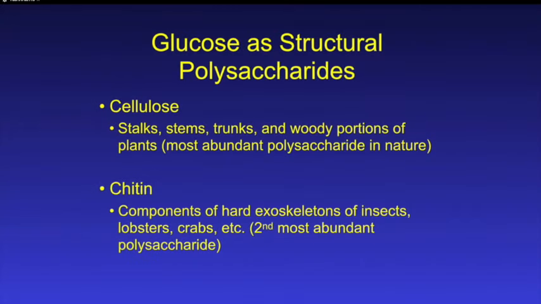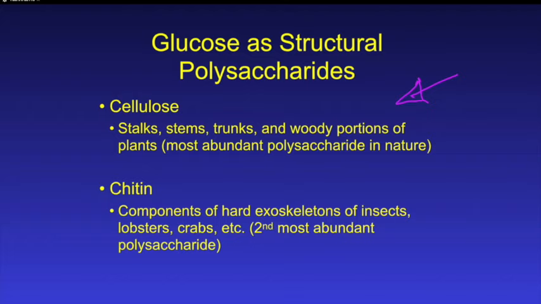Now, glucose has polymers that are structural, and so if we take a look at that particular structure, we see it in terms of cellulose. Cellulose is the woody parts, the stalk, stems, trunks of plants. It is the most abundant polysaccharide in nature, the one that is synthesized most often in plants.